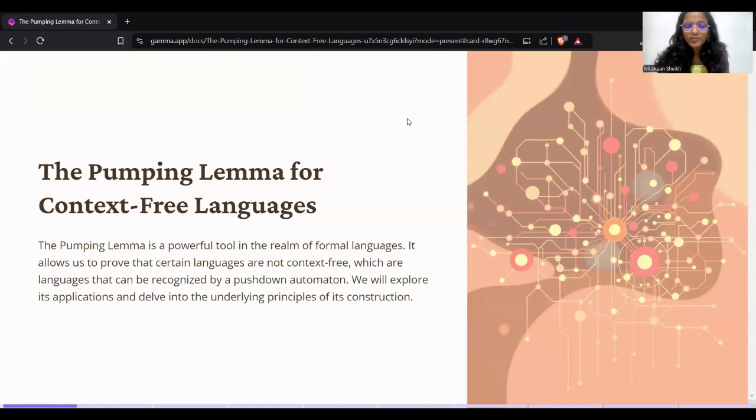The pumping lemma is a powerful tool in the realm of formal languages. It allows us to prove that certain languages are not context-free, which are languages that can be recognized by a pushdown automaton. We will explore its applications and delve into the underlying principles of its construction.